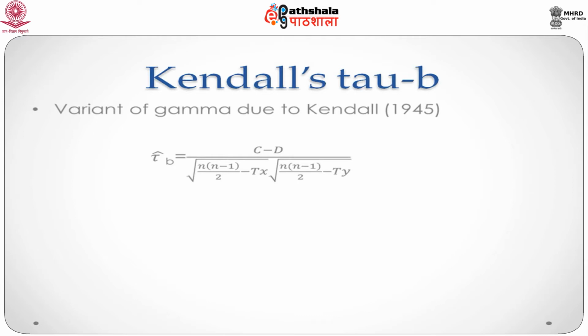In previous modules, we have looked at two summary measures of association for ordinal data. These were the gamma measure and Somers' D. In this module, we shall look at another variant of the gamma which was proposed by Kendall. In its sample form, it is given by tau b hat equals C minus D over the square root of n(n minus 1)/2 minus Tx, times the square root of n(n minus 1)/2 minus Ty. Tx and Ty are, of course, the number of ties on the x variable and the y variable.